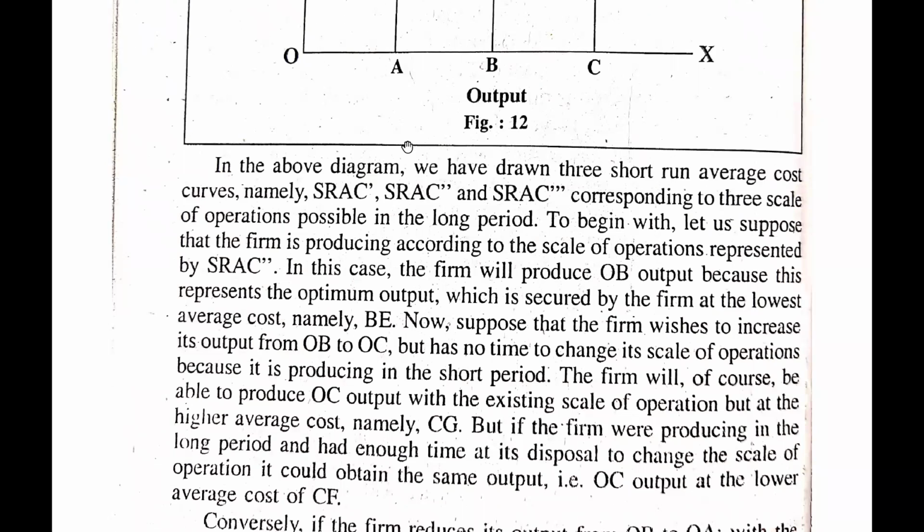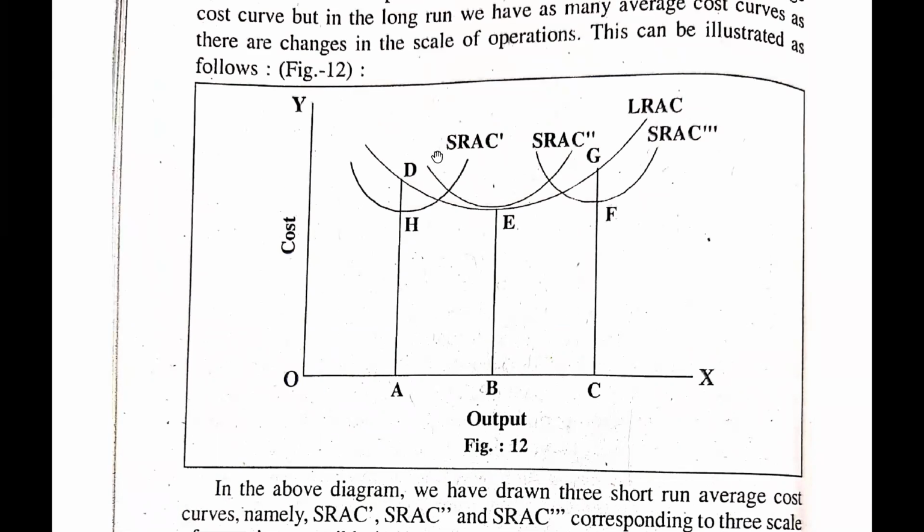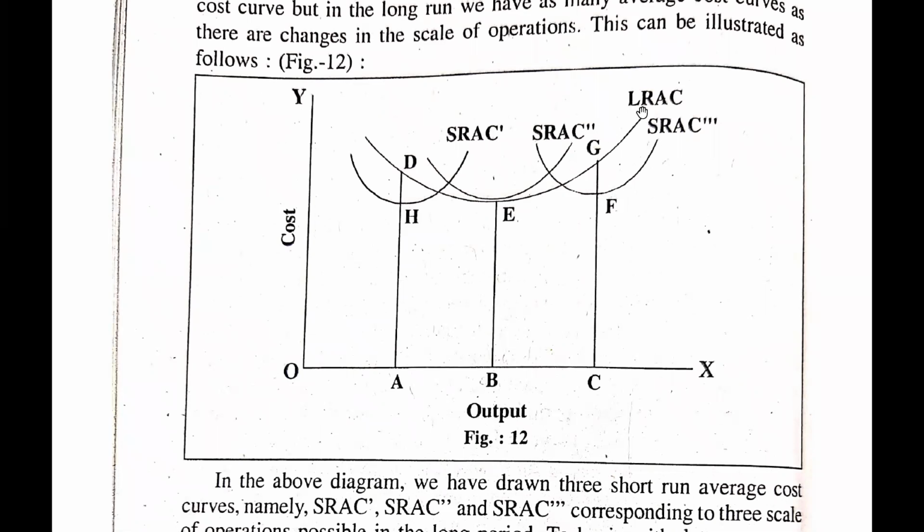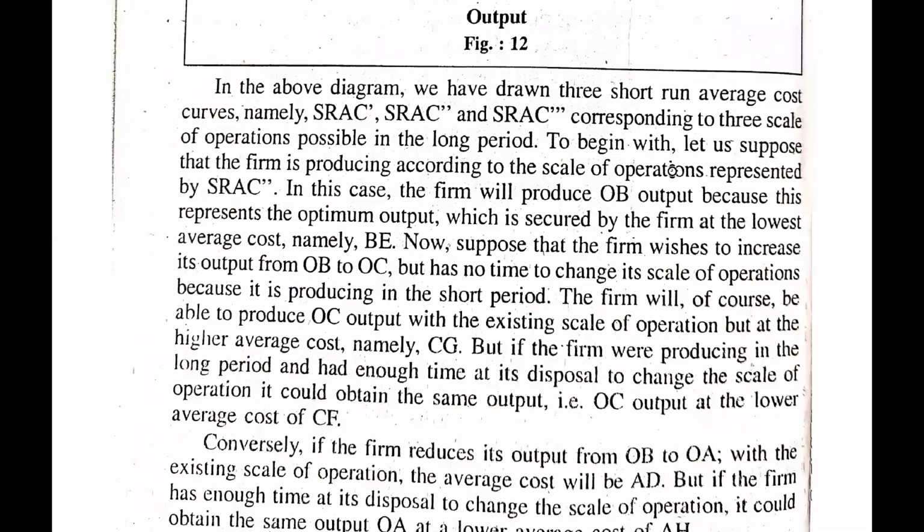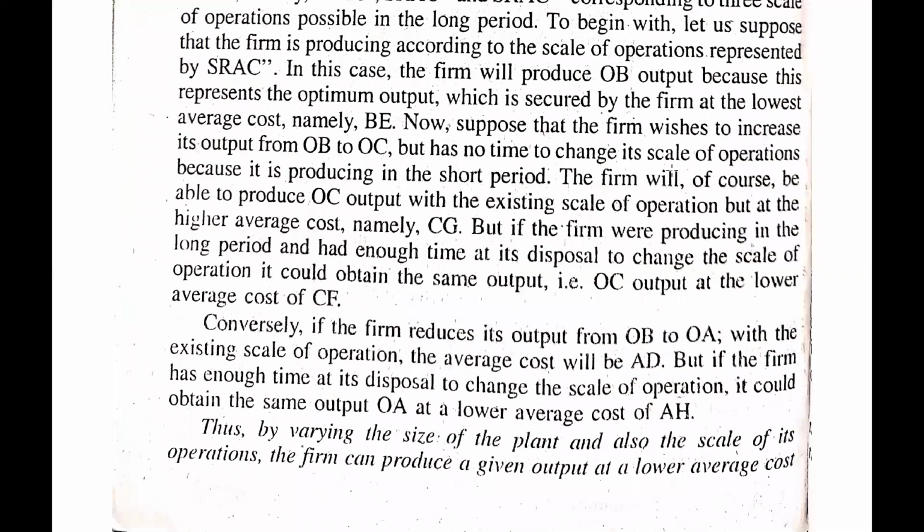In the above diagram, we have drawn three short run average cost curves, namely short run average cost, short run average cost, short run average cost. So guys, here we are given three different curves of short run average cost, and this is the long run average cost, because when we add the periods of time of the short runs, it becomes the long run average cost. So this is a period of short run, this is a period of short run, this is a period of short run. When we put all the data together on a single axis, then it will show us the situation of the long run average cost. So this is all about the short run average cost curve and long run average cost curve.